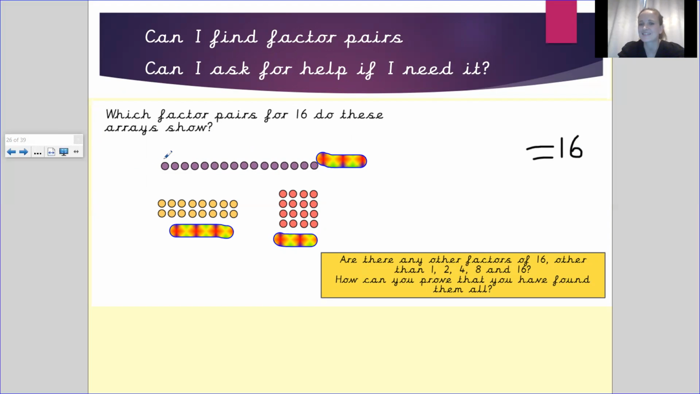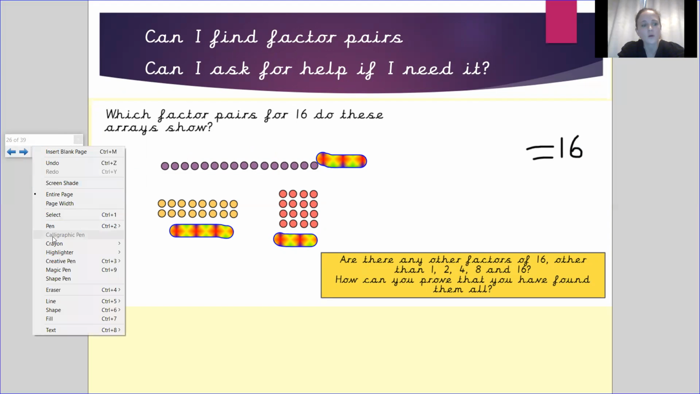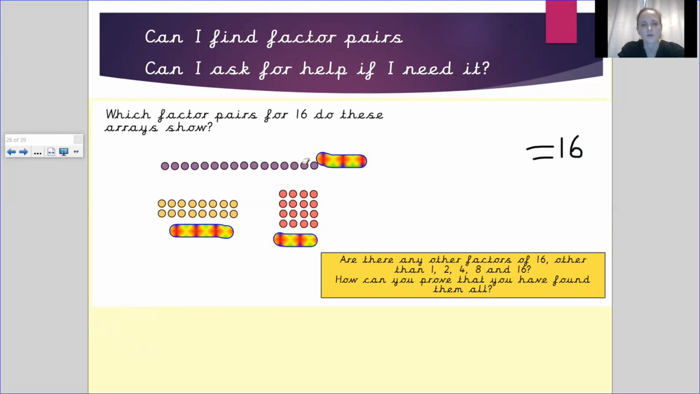In this one, I can see that there is one row of counters. If we count them, 1, 2, 3, 4, 5, 6, 7, 8, 9, 10, 11, 12, 13, 14, 15, 16. So there is one row of 16 counters. Our factors there would be 1 times by 16. So the numbers 1 and 16 are factors of 16.